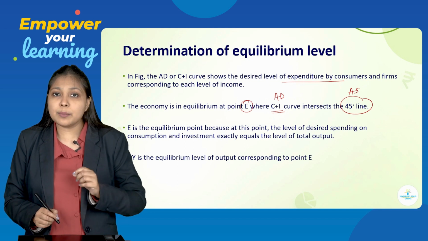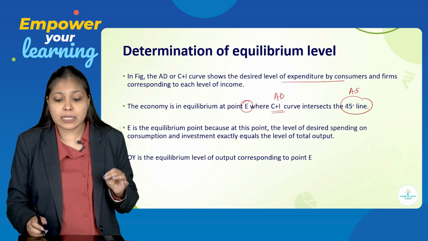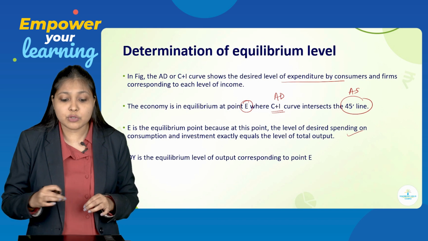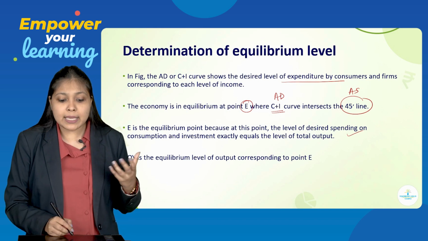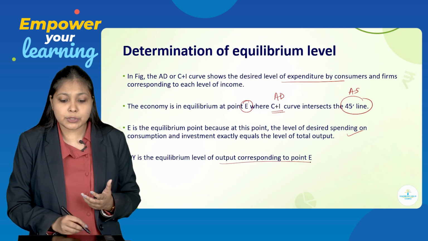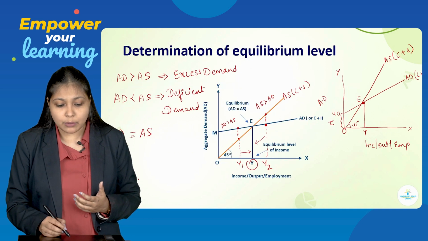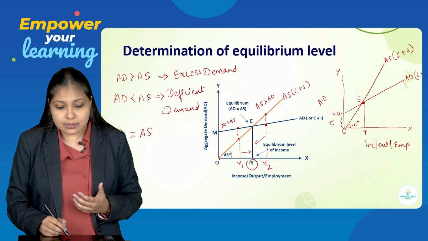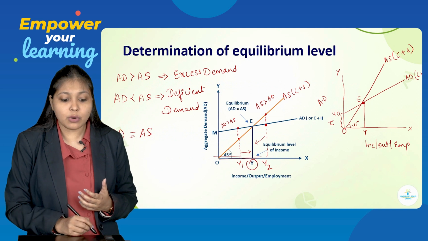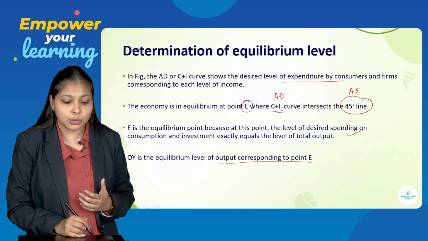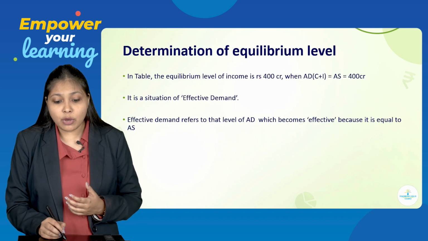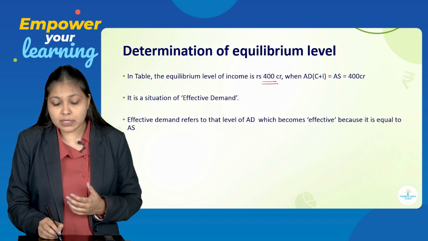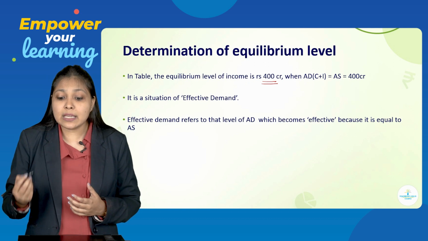E is the equilibrium point because at this point the level of desired spending on consumption and investment exactly equals the level of output. OY is the equilibrium level of output corresponding to point E. OY means this is your point of equilibrium, point E. Equilibrium level of income is rupees 400 crores when AD is equal to AS.